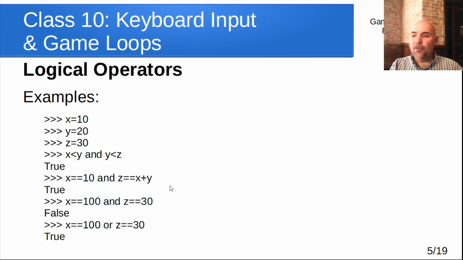All right, so looking at a few examples here, and you can try these in the shell if you want to yourself and see what happens. Here I've created a variable x and put 10 in it. I've created a variable y and put 20 in it. And I created a variable z and put 30 in it. Now, x less than y, so is x less than y? Is 10 less than 20? Yes, so this part's true. And then the other side over here, y less than z, yes, 20 is definitely less than 30. So this is true. So with an and, if that's true and that's true, the whole result is true, so this one's going to be true.